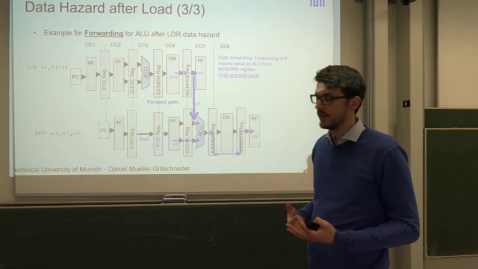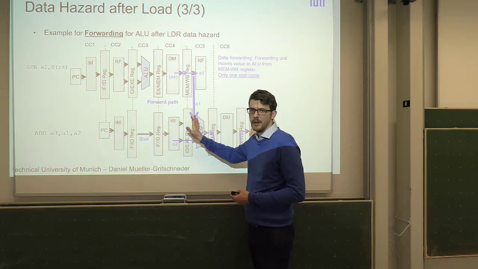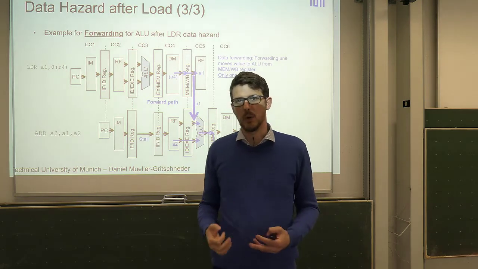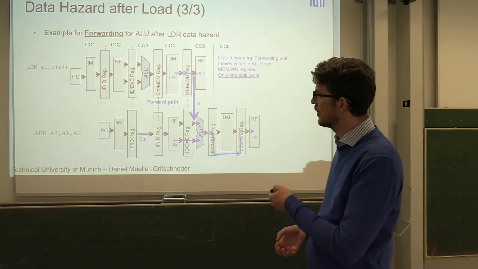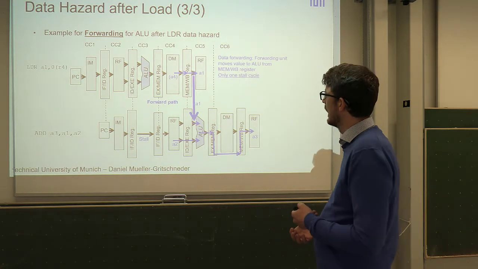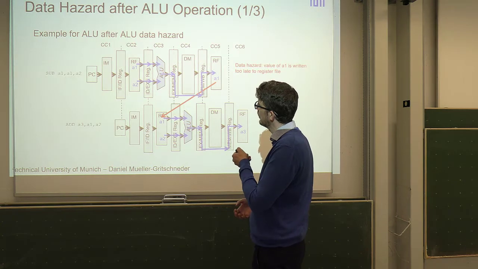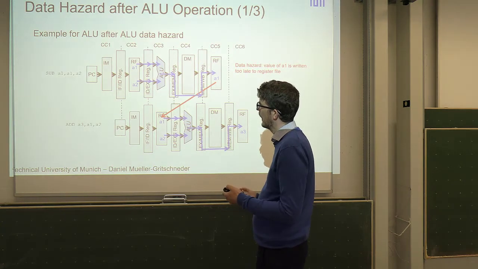Therefore, most industrial processors have this forwarding path built in, in order to run programs faster. Because it is often the case that you load something and then you want to right away do an operation on it. Okay, the same thing actually happens when you do two ALU operations after each other, two arithmetic operations.